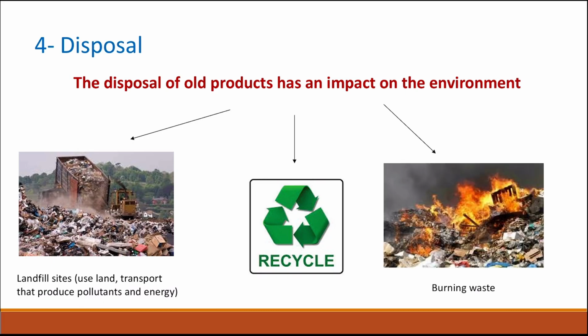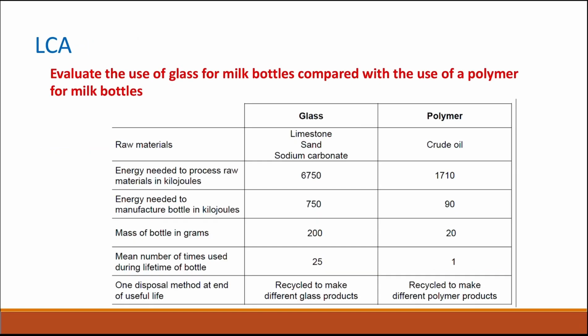And finally, some waste products are burned or incinerated, which releases a lot of pollutants into the air. So let's have an example from a past exam paper where they need you to evaluate the use of glass for milk bottles compared to the use of polymers for the same purpose. When you have a look at the table they gave you, you need to evaluate the four stages.